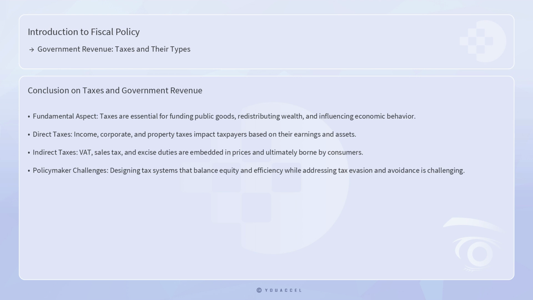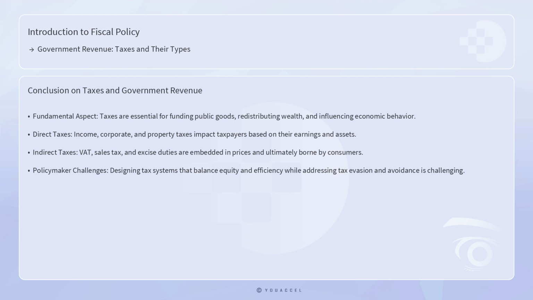In conclusion, taxes are a fundamental aspect of government revenue, essential for funding public goods and services, redistributing wealth, and influencing economic behavior. Direct taxes, such as income, corporate, and property taxes, directly impact taxpayers based on their earnings and assets. Indirect taxes, including VAT, sales tax, and excise duties, are embedded in the prices of goods and services and are ultimately borne by consumers.